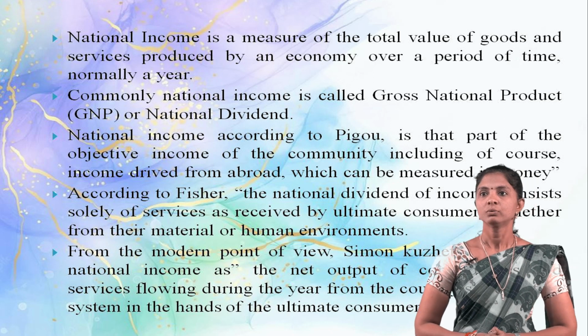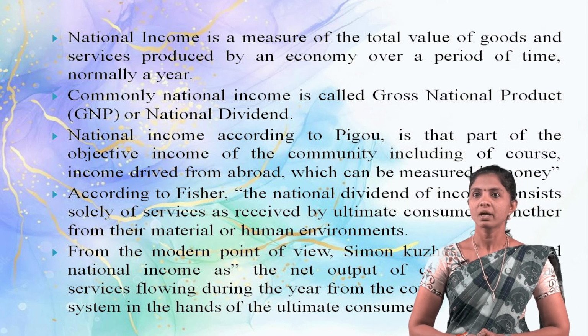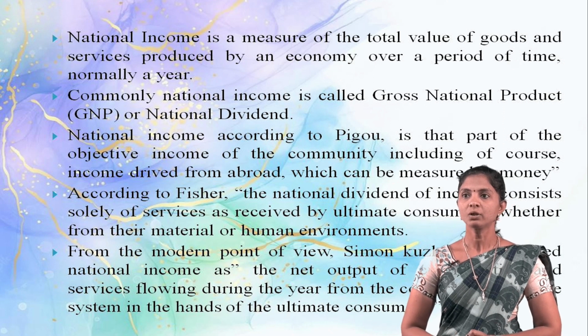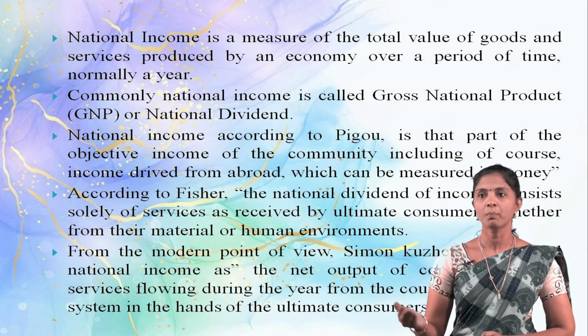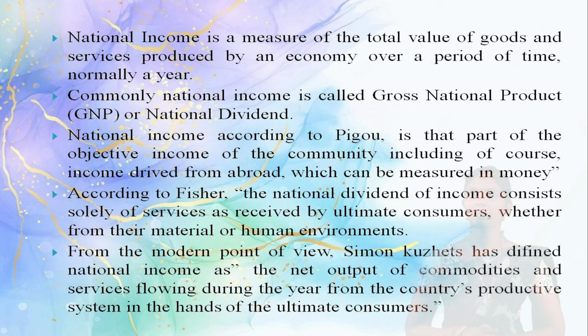According to Pigou, national income is that part of the objective income of the community, including, of course, income derived from abroad, which can be measured in money. According to Fisher, the national dividend or income consists solely of services as received by ultimate consumers, whether from their material or human environments. From the modern point of view, Simon Kuznets has defined national income as the net output of commodities and services flowing during the year from the country's productive system into the hands of ultimate consumers.